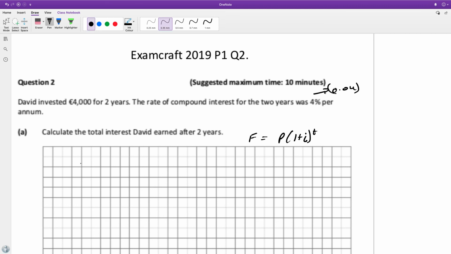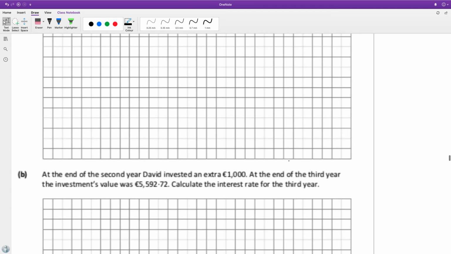Right, let's look at it. So, F is equal to 4,000 times 1 plus 0.04 to the power of 2, yeah? Which is 4,326.4. Right, good stuff. Part B.